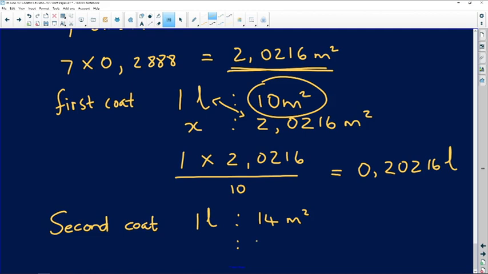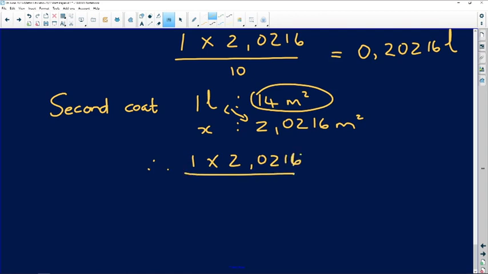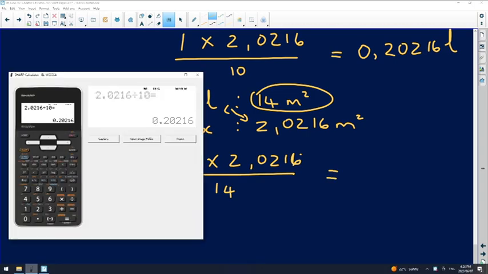So that's 2,0216 meters squared. I just need the number of liters. At the end, I'm going to add all my liters. Cross multiplication and divide. So therefore, 1 times 2,0216 divided by 14.